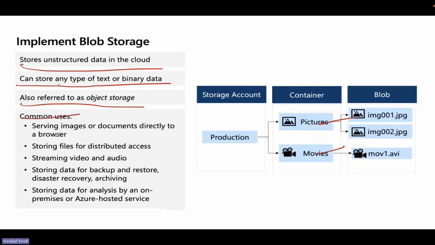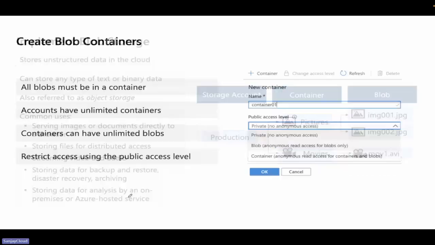Common use cases for your container and blob services: serving images and documents directly to the browser, so through the browser you can share your data and content; storing files for distributed access; streaming videos and audio for your websites; storing data for backup and restore, disaster recovery, and archiving; and storing data for analysis by on-premises or Azure-hosted services, where I can enable the Azure Data Lake Generation 2 service. So these are the use cases for blob storage.